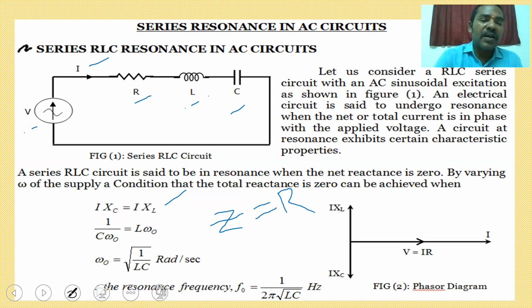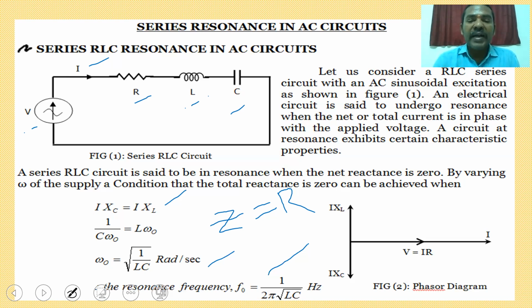So the voltage drop across the capacitor is equal to the voltage drop across the inductor, which means I gets cancelled. What is XC? XC is 1 by C omega naught. And what is XL? XL is L omega naught, where omega naught is the resonating frequency. By calculating this, omega naught is equal to root of 1 by LC. If you want to write it in terms of frequency, F naught is equal to 1 by 2 pi root LC, in units of hertz.